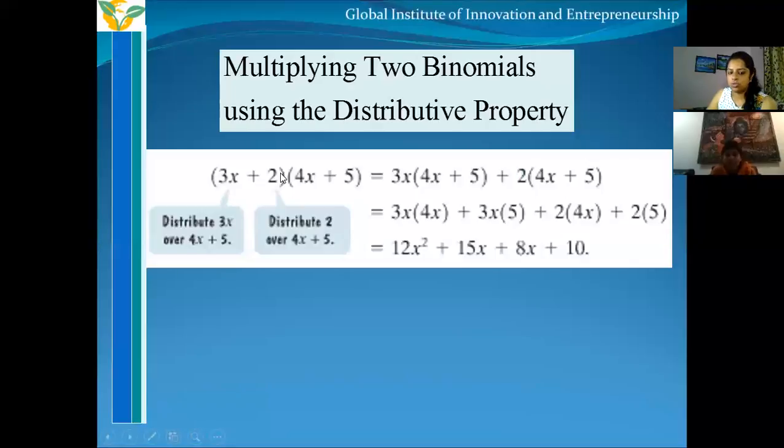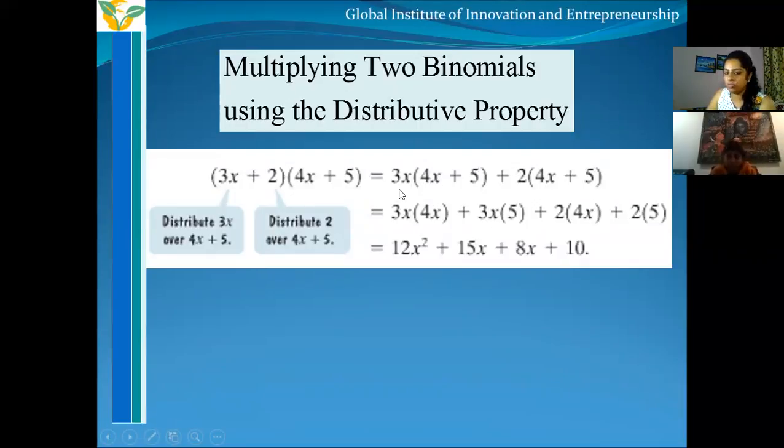So 3x plus 2 in the first bracket, and in the second bracket it is 4x plus 5. So 3x plus 2 is what? A binomial. Even 4x plus 5 is a binomial because there are two terms. First I have to keep 3x outside, then take the second bracket, 4x plus 5, and multiply it along with 3x. Then keep the symbol, that is plus 2, and the second bracket, 4x plus 5, as it is.